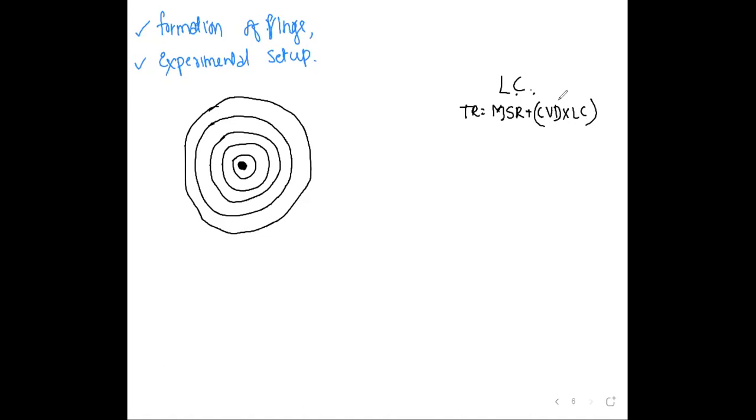That means you have to multiply this, then add the MSR reading. I will tell you how to take MSR readings and CVD and least count. If you look at the Vernier caliper, there will be two scales, right? Like this.